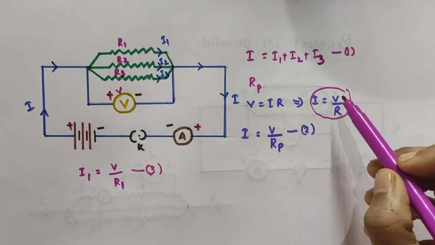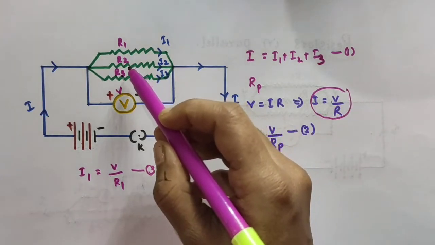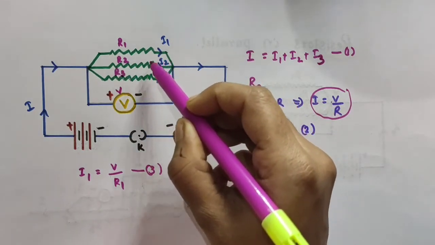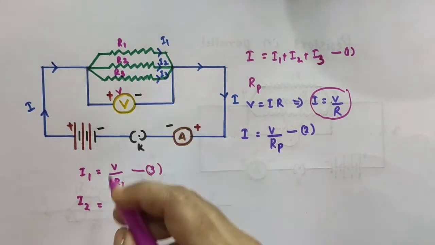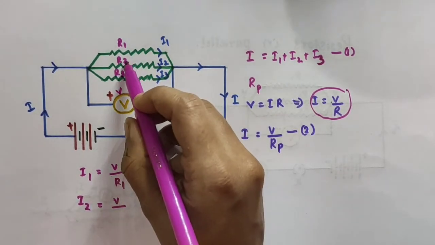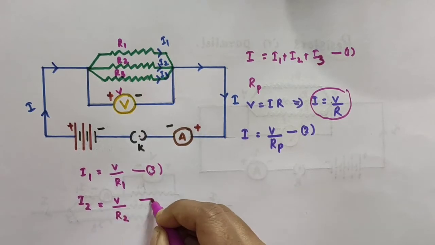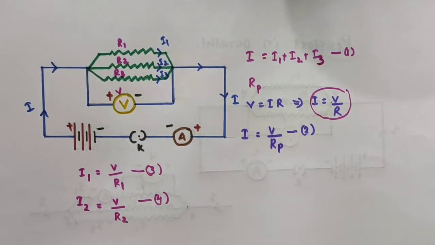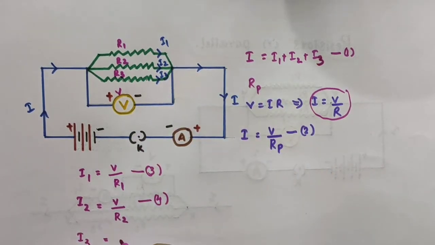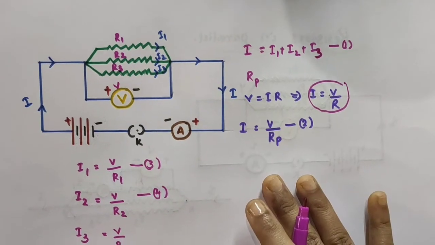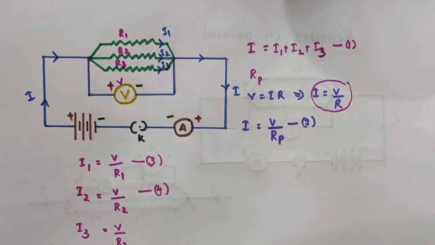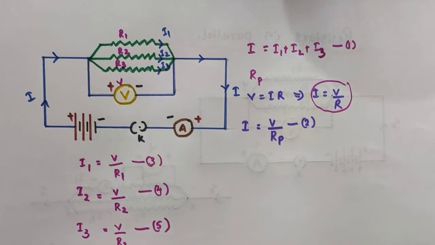Now, applying Ohm's law, I equal to V by R, for the second resistor. I2 is the current flowing through the second resistor. So, we can write I2 is equal to V by R2, where V is the potential difference across the second resistor and the resistance of the second resistor is R2. I am taking this as equation number 4. Now for the third resistor, applying Ohm's law will give I3 is equal to V by R3, where I3 is the current flowing through the third resistor, V is the potential difference across it and R3 is its resistance. I am taking this as equation number 5.